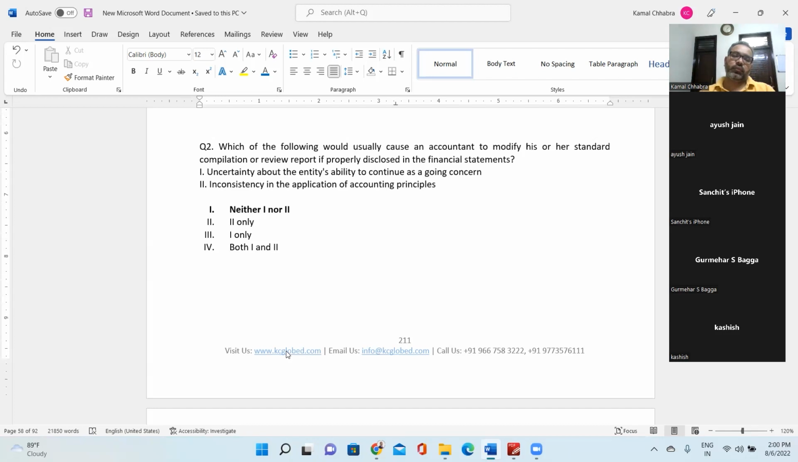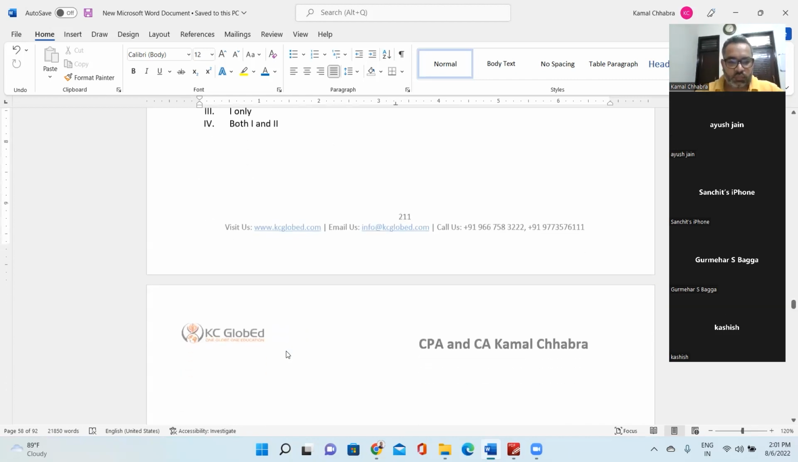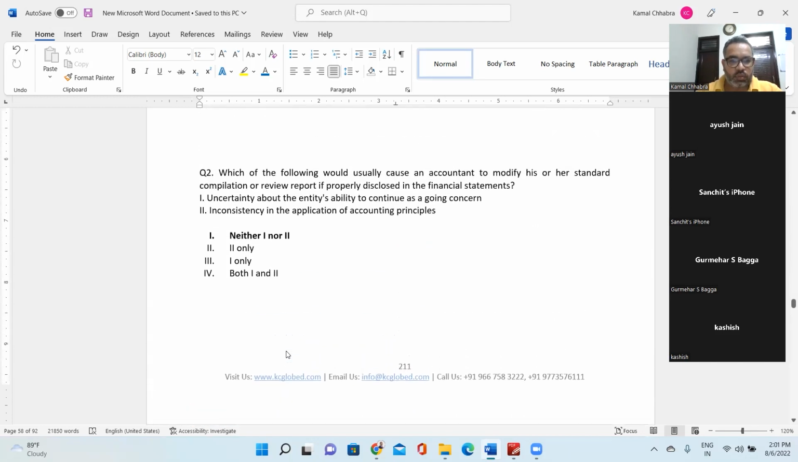Why? It's because it's a compilation report and a review report, it's not an audit report. We are not concerned about the going concern and whether there is inconsistency in application of accounting principles. Had it been an audit, then maybe both would have been relevant. Yeah. How about others? Sanchit, Gurmehar, Kashish. Yes, sir. In case of audit, then we will take it as both. But in case of compilation or review, neither of the situations were agreed upon. Cool. Okay, so you all are good.